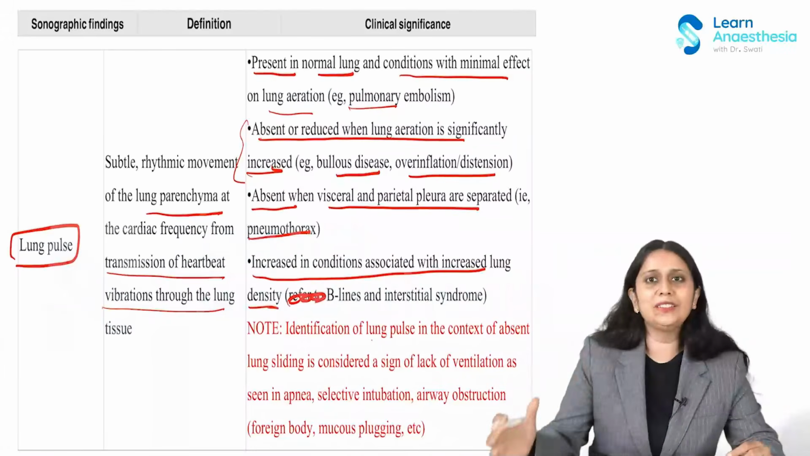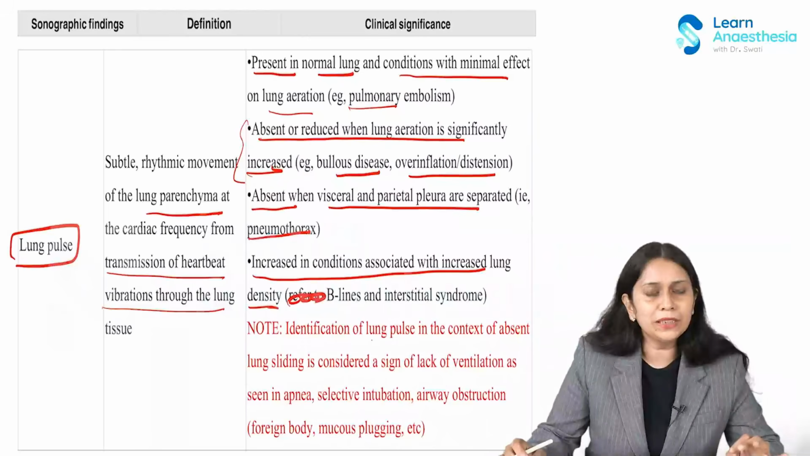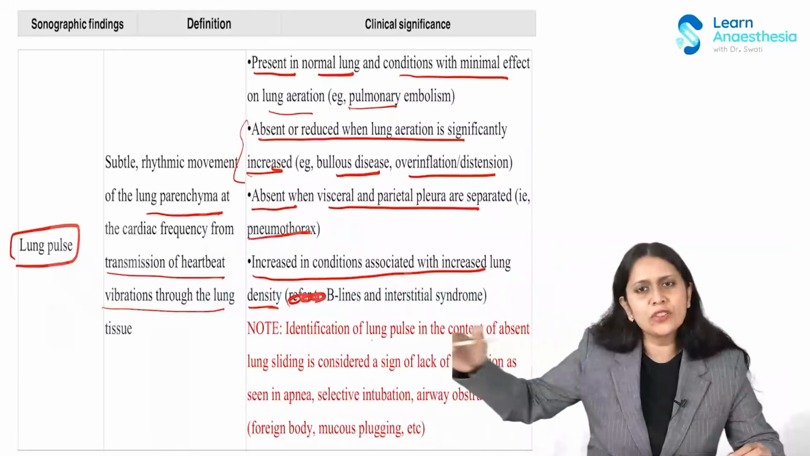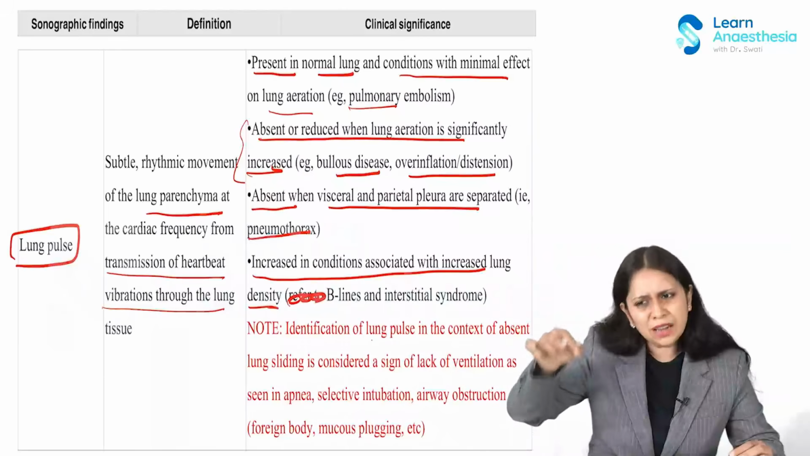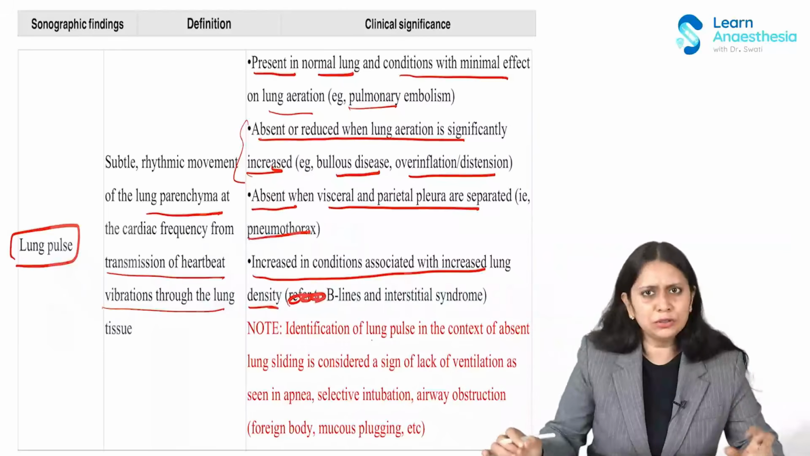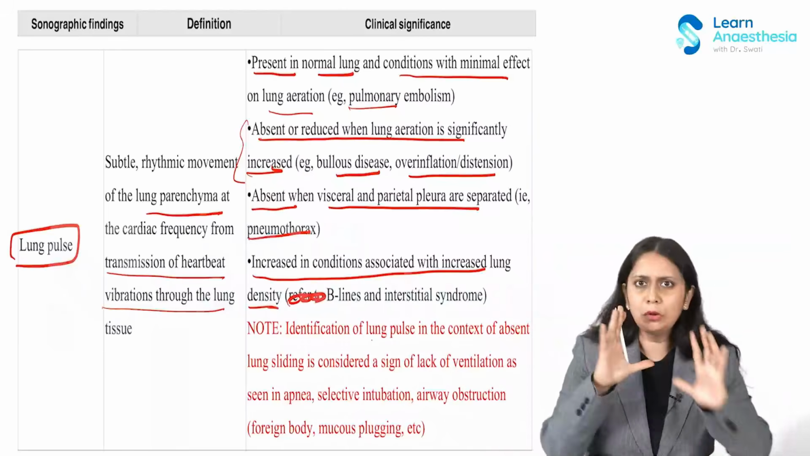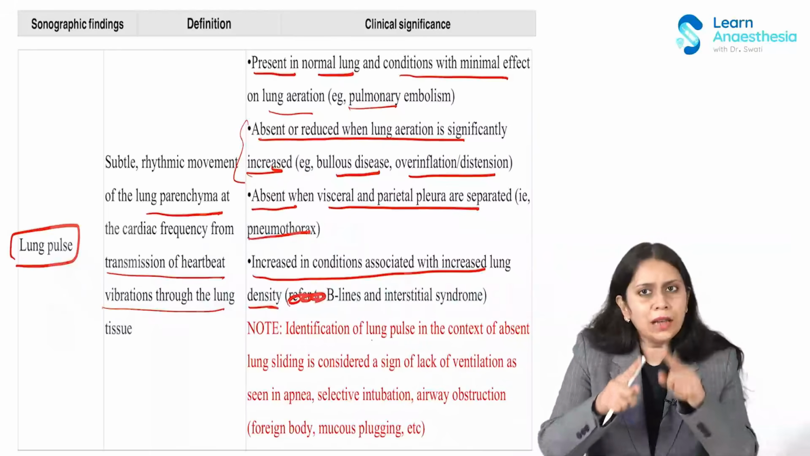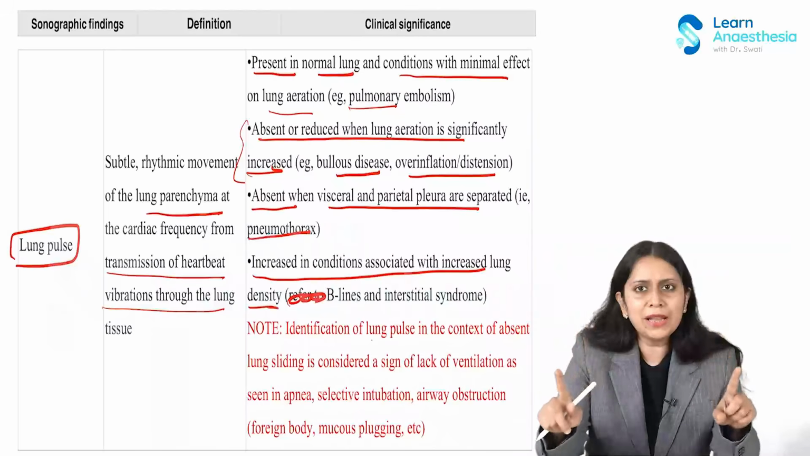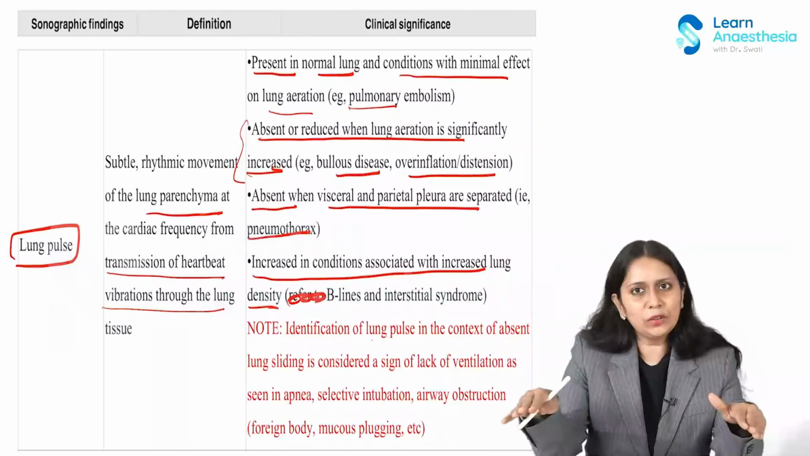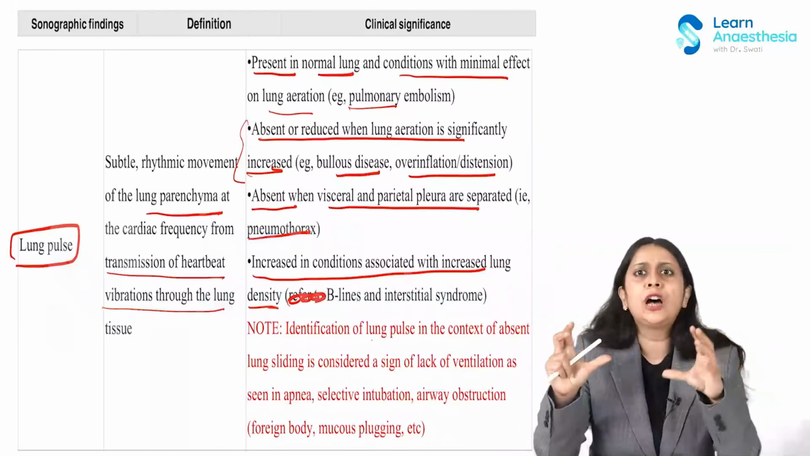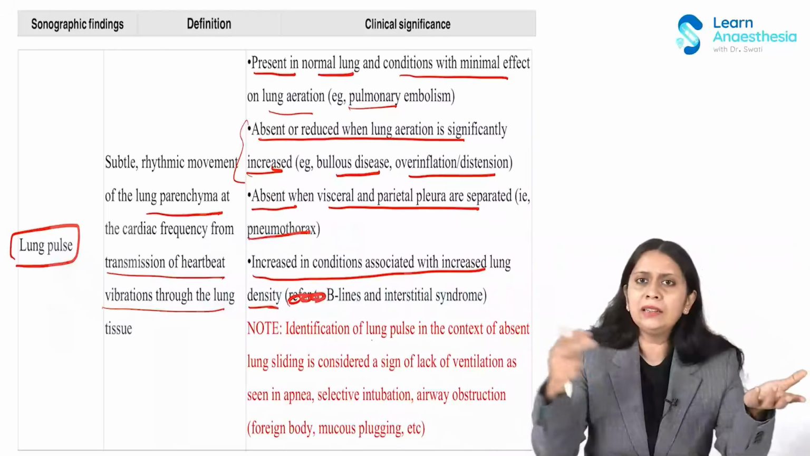It will be there with B lines sometimes, and we should never be confused. We should not confuse lung sliding with lung pulse. Lung sliding is a very good shimmering horizontal movement of the pleura, and lung pulse is a very subtle movement of the pleura. I'll show you the image as well. Note one thing: if someone is not breathing, is in apnea, then the lung sliding sign will be absent, but lung pulse will be present. So we should be very careful, we should learn how to distinguish between lung sliding and lung pulse.